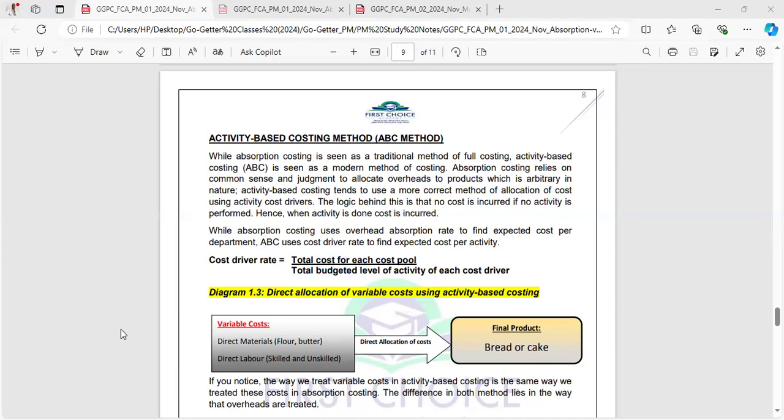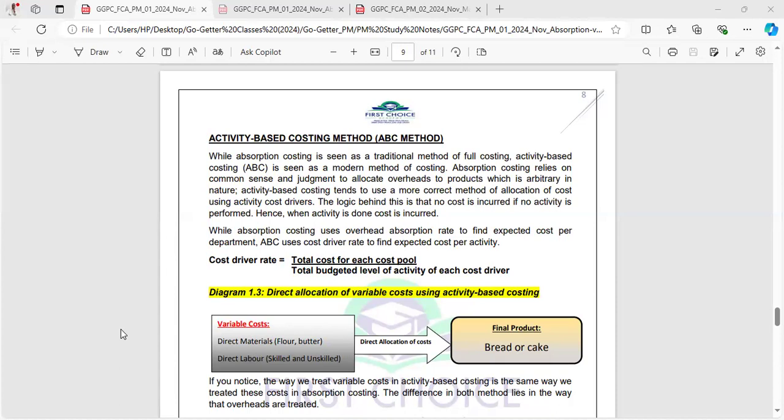Now, the formula for cost driver rate is the total cost for each cost pool divided by the budgeted level of activity for each cost driver. This means that if there are 4 activities, there will be 4 cost pools and 4 cost driver rates. I call it CDR.